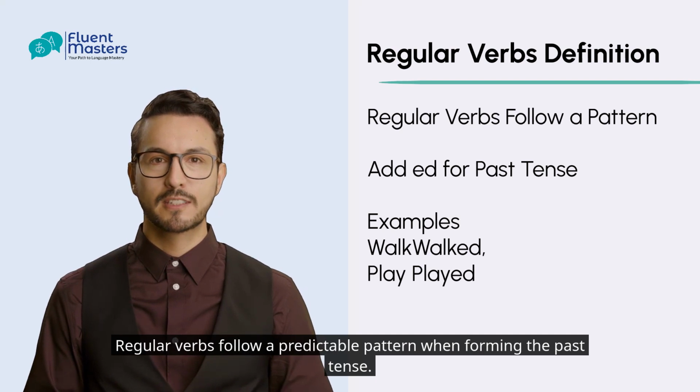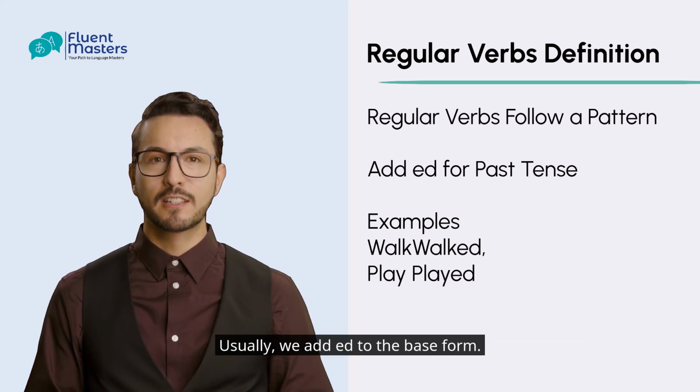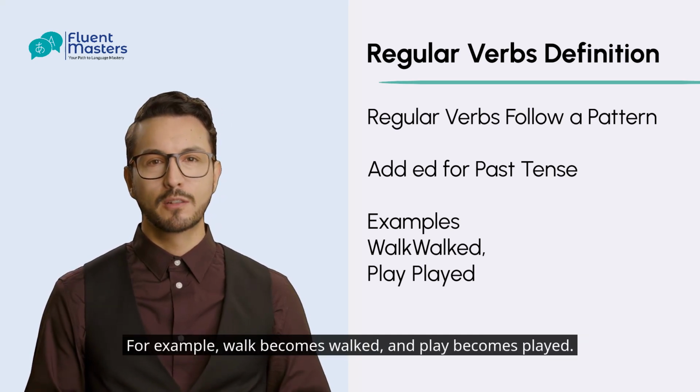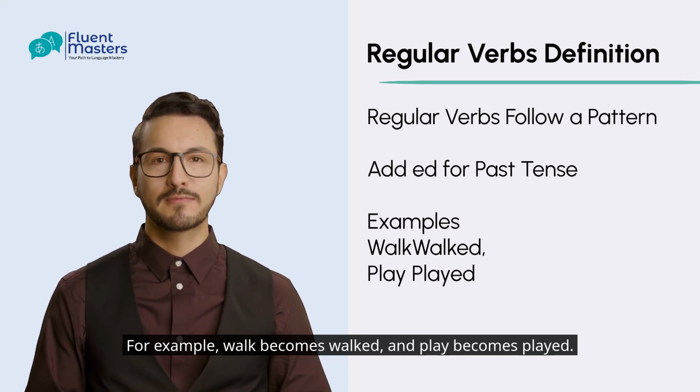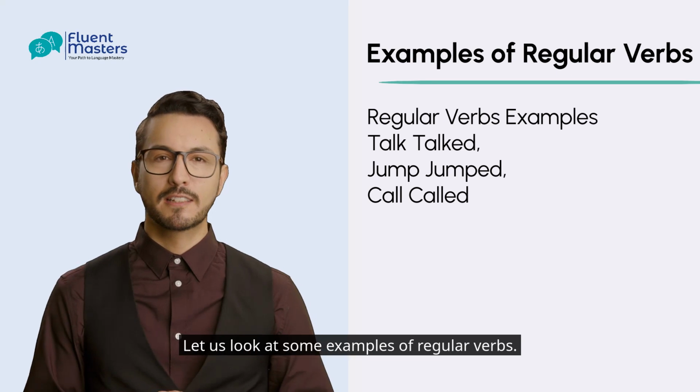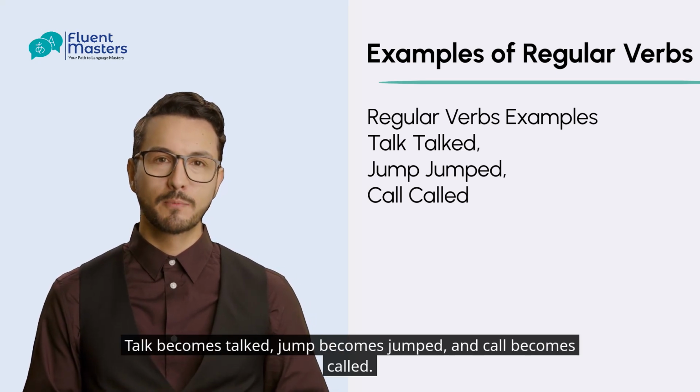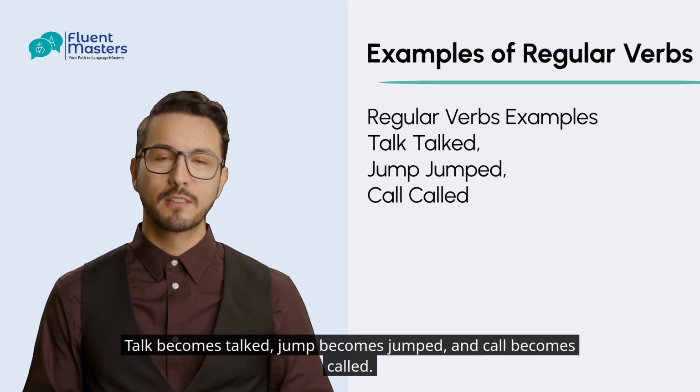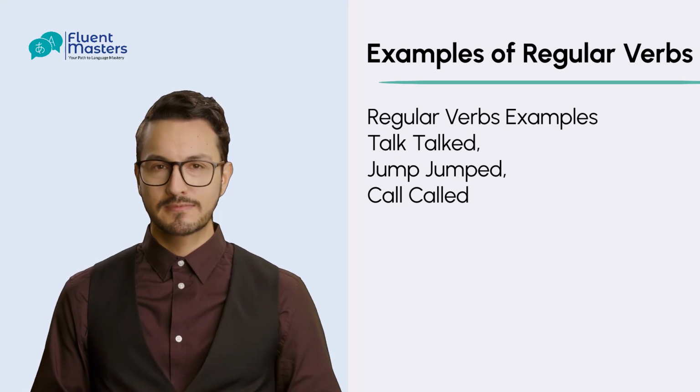Regular verbs follow a predictable pattern when forming the past tense. Usually, we add ed to the base form. For example, walk becomes walked, and play becomes played. Let us look at some examples of regular verbs. Talk becomes talked, jump becomes jumped, and call becomes called.